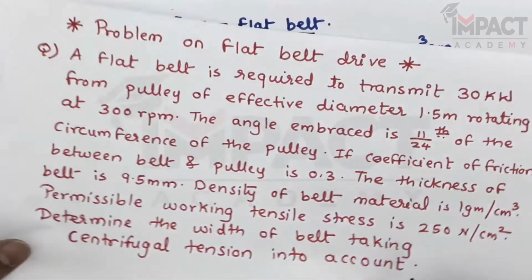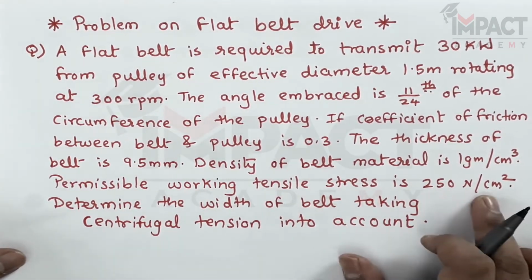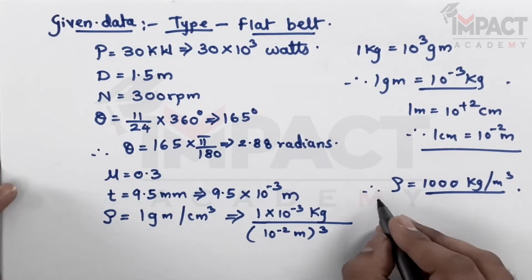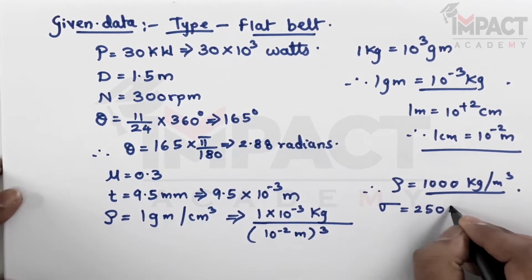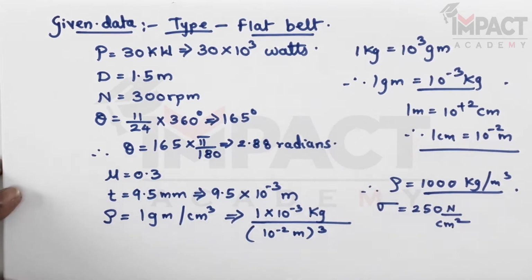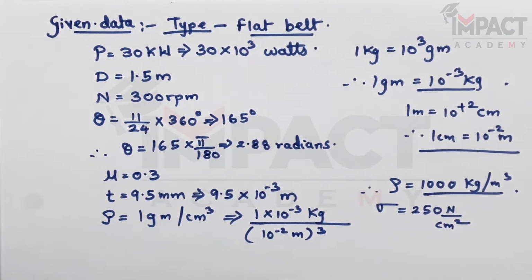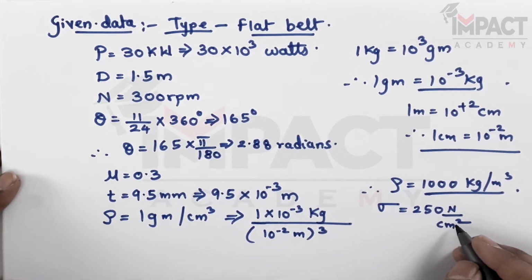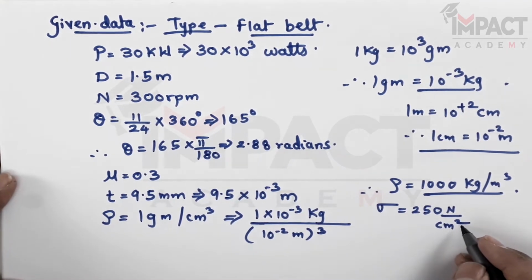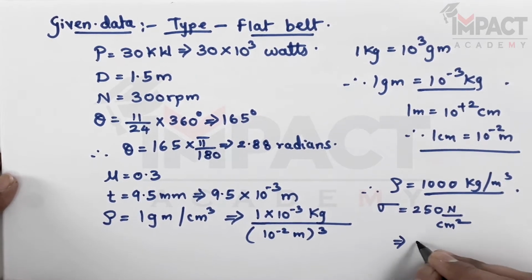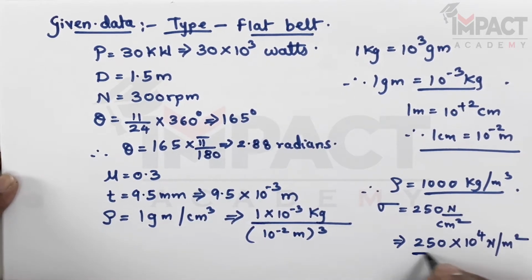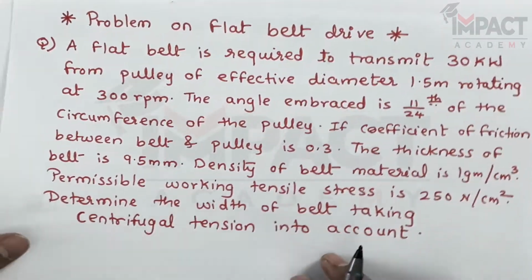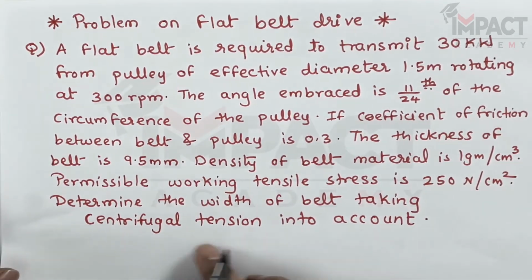Next, the permissible working tensile stress is 250 Newton per centimeter square. Tensile stress is denoted as sigma, and that is 250 Newton per centimeter square. Even this value needs to be converted in terms of Newton per meter square, and 1 centimeter is 10 raised to minus 2 meter. So it will be 10 raised to minus 2 square, which becomes 10 raised to minus 4. When I bring it into the numerator, it will give me the value 250 into 10 raised to 4 Newton per meter square. Then we have to determine the width of the belt and take centrifugal tension into account.